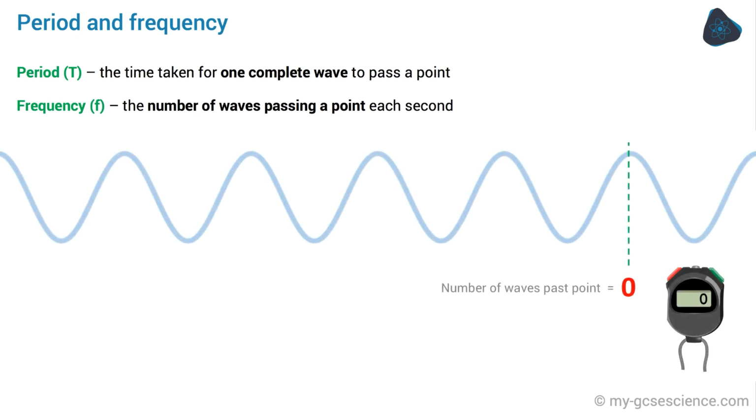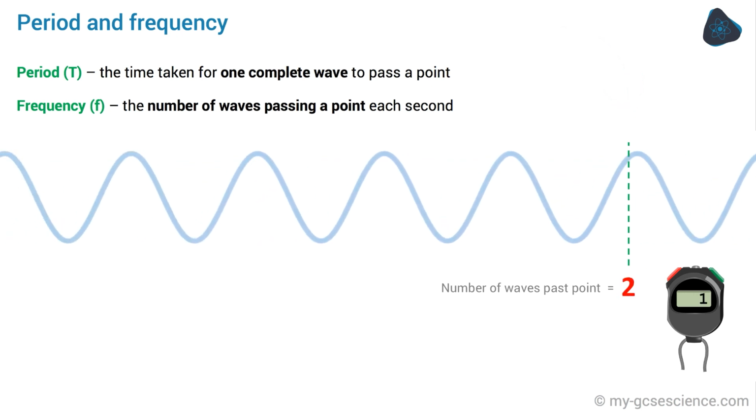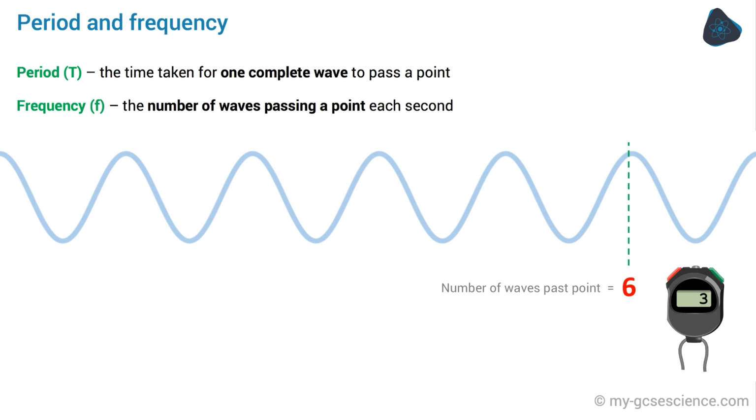We're going to use this stopwatch to see how many waves pass this point in, say, 3 seconds, so let's go. 1, 2, 3, 4, 5, 6. 6 waves in 3 seconds. That means that each wave took 0.5 seconds to pass, so the period was 0.5 seconds.